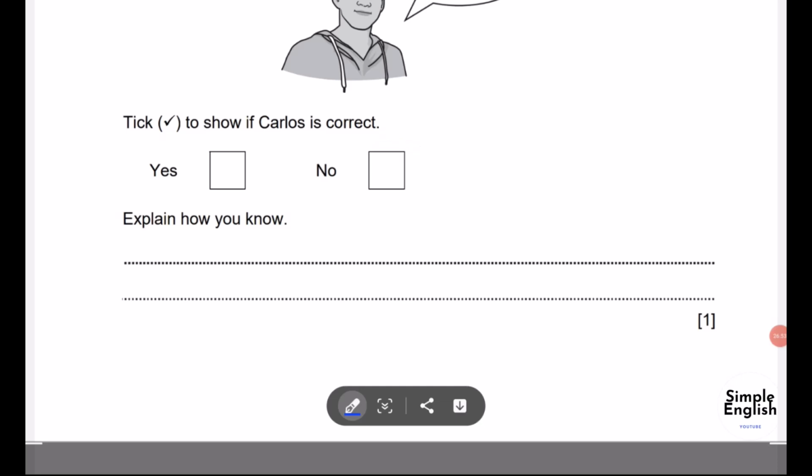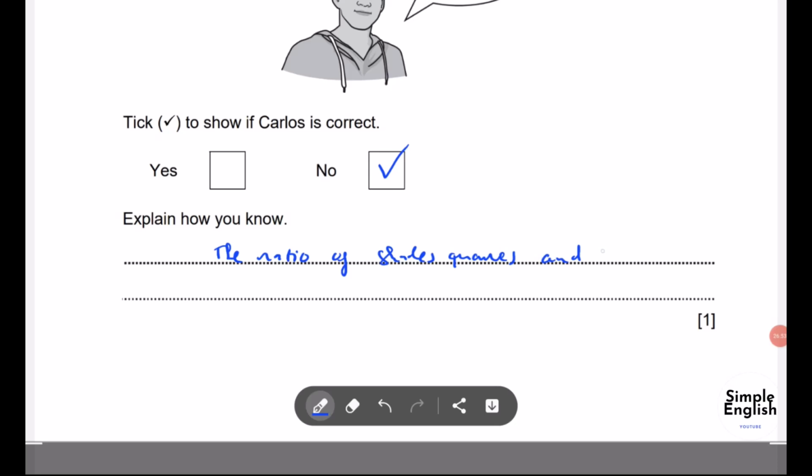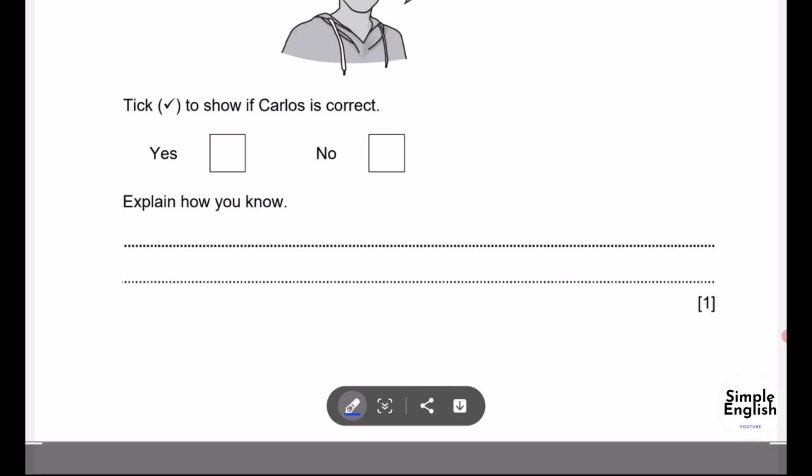So it's not correct, right? Explain how. You can say that because the ratio of the shaded square to the white one is 8 to 12. Okay. So this shows whether Carlos is correct. It's not correct. Explain how you did that.